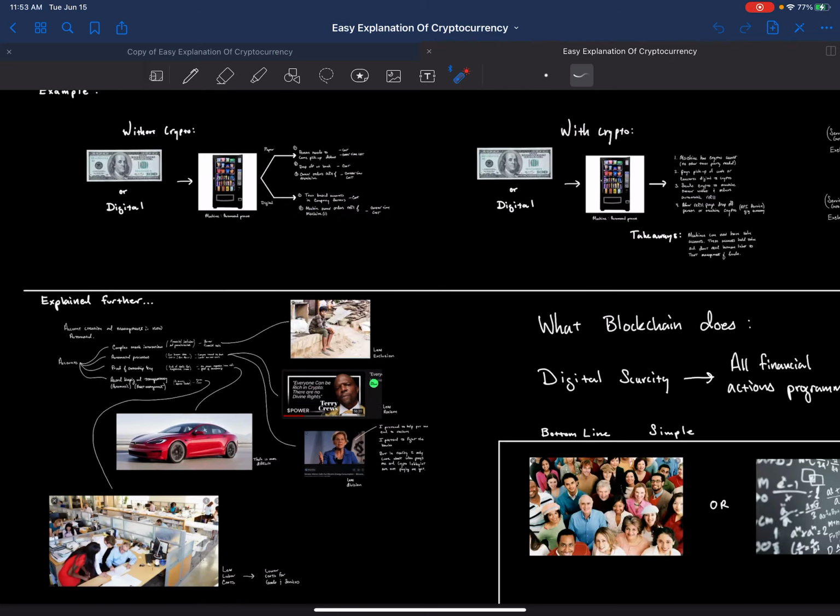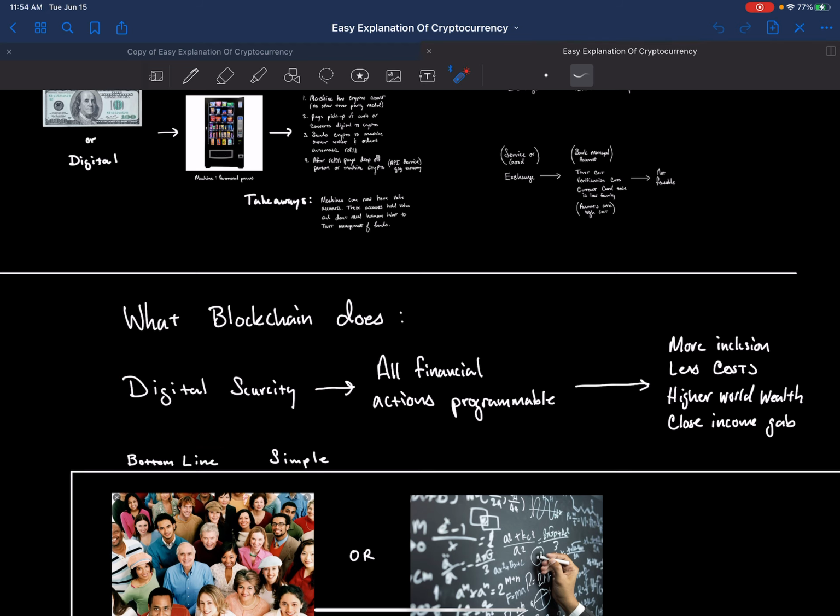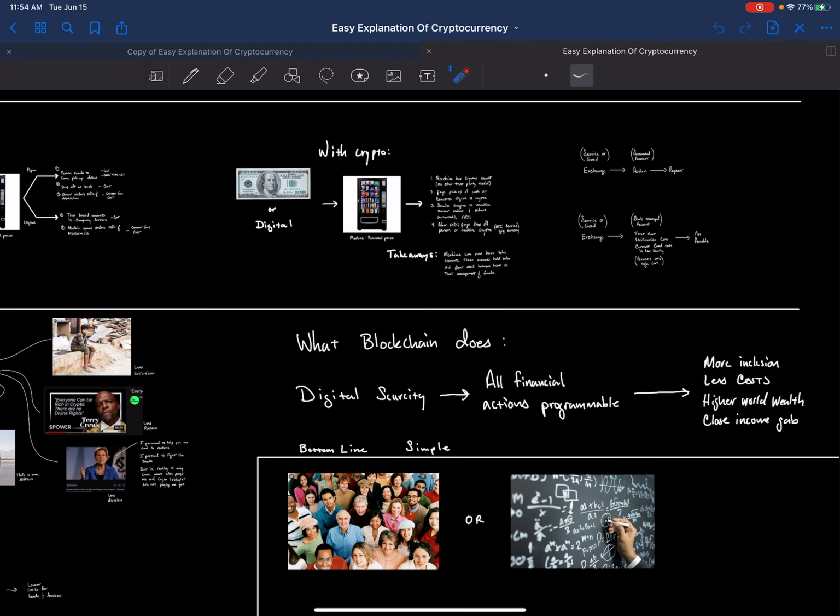Okay, so what blockchain does, this is the final summary: digital scarcity, all financial actions become programmable, and more inclusion, less cost, higher world wealth, close the income gap, and also reduce racism, as I pointed out. So digital scarcity will lead to all financial actions being programmable, and so more inclusion, less cost, higher world wealth, closing the income gap, and less of this divisiveness that politicians like to push.